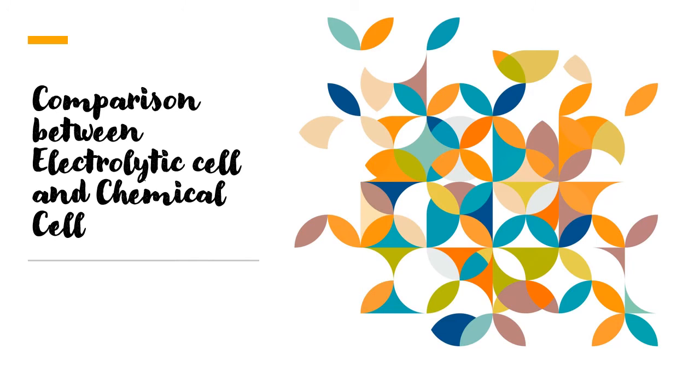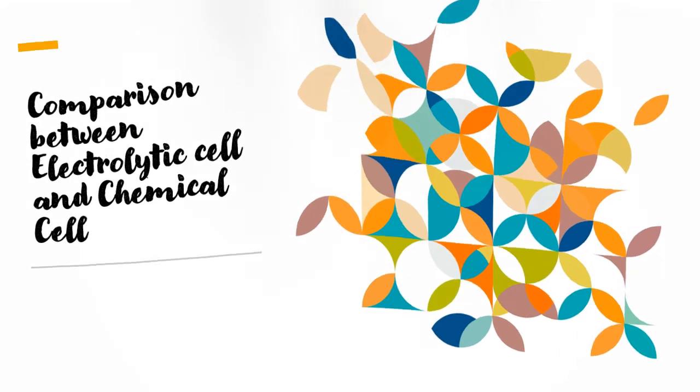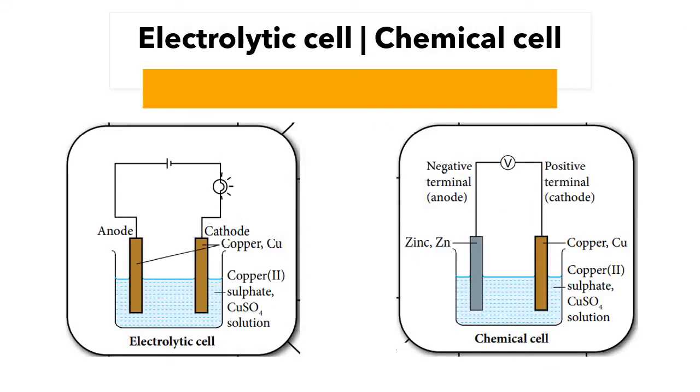Comparison between electrolytic cell and chemical cell. Okay, sebab student always get confused between electrolytic cell and chemical cell. So kita tengoklah dia punya perbezaan dan dia punya similarities and differences. Okay, on the left is the electrolytic cell and on the right is the chemical cell. So now we are going to look into the similarities between electrolytic cell and chemical cell.